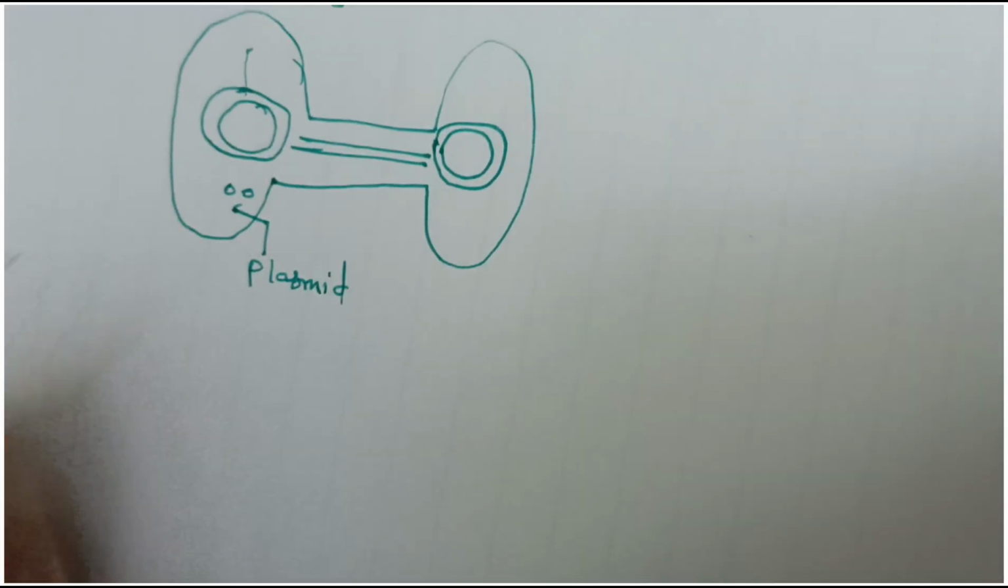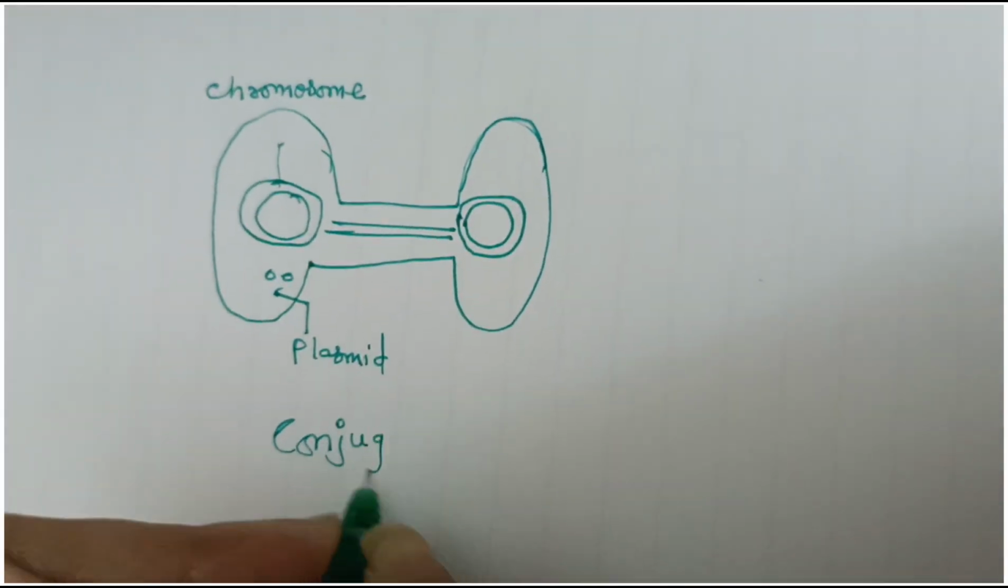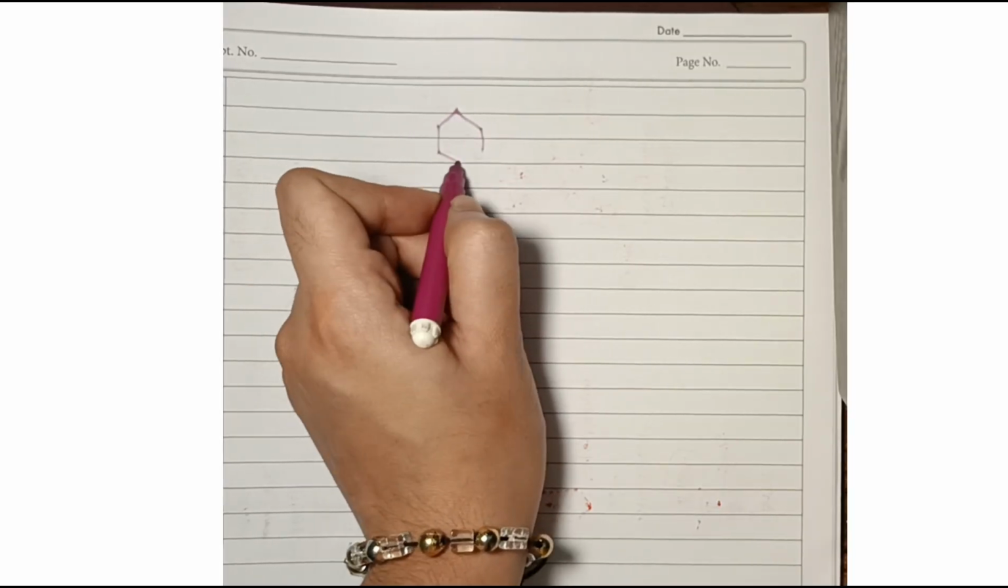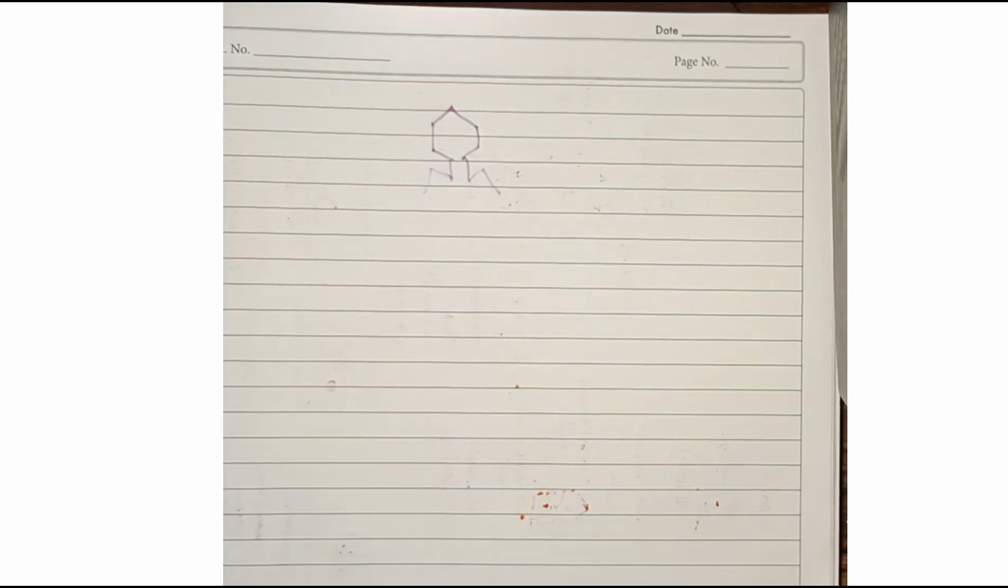So bacterial conjugation contributed to the earlier repressor model of gene regulation, which provided an explanation of how the lac operon and lambda bacteriophage genes are negatively regulated.